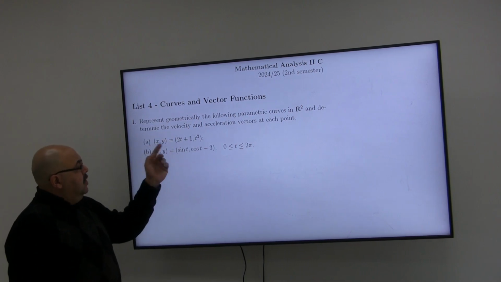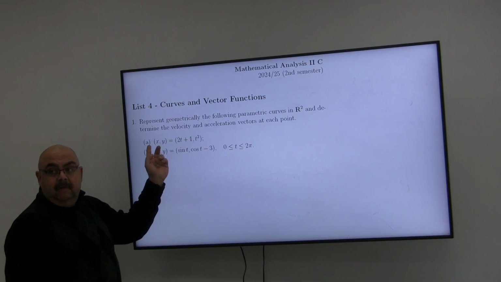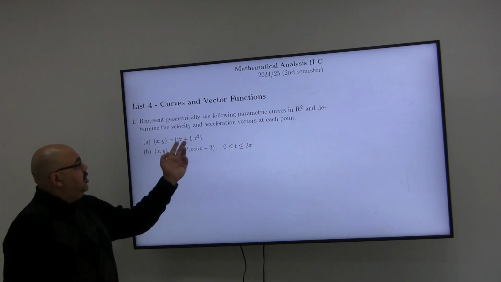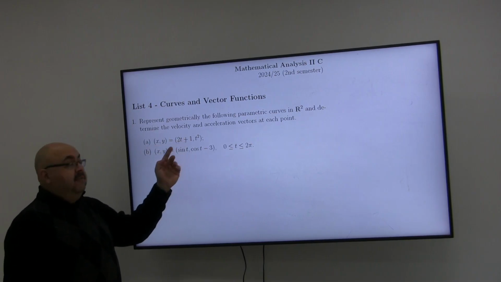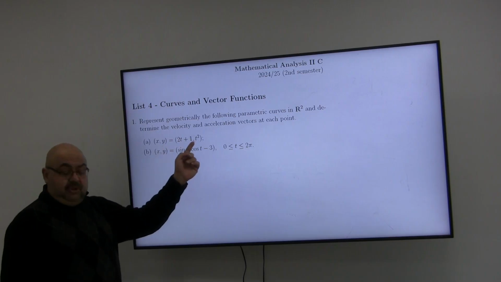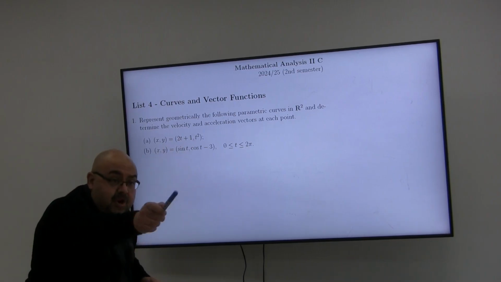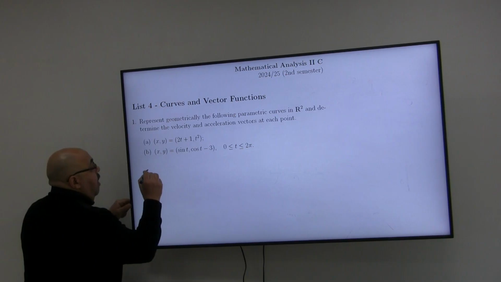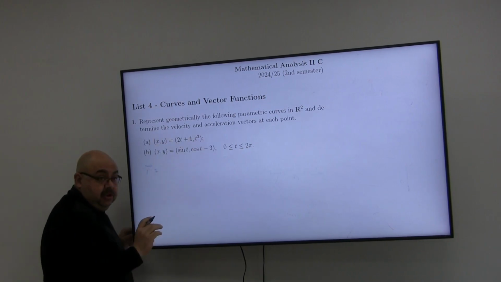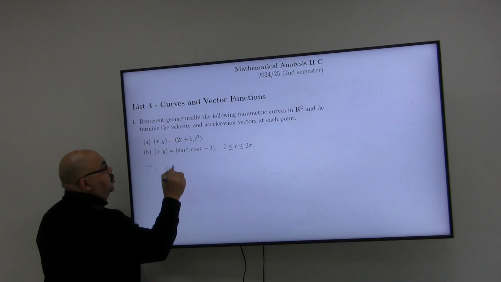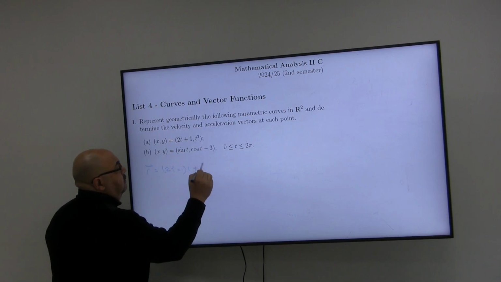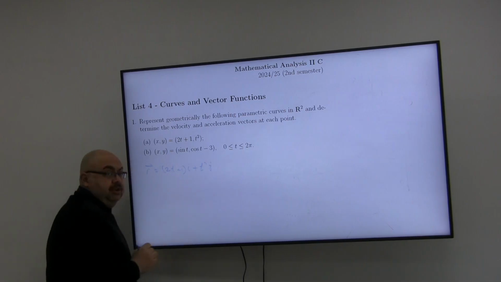It's xy, where the function in the x direction is 2t plus 1. The function in the y direction is t squared. So simply I can write that r vector for the first function is 2t plus 1 in the direction of i plus t squared in the direction of j.